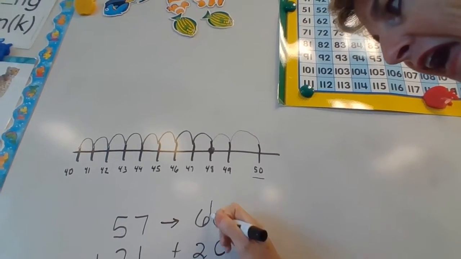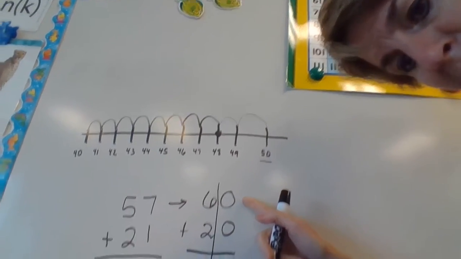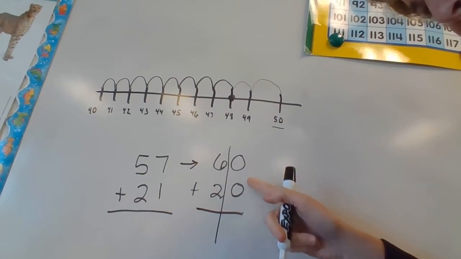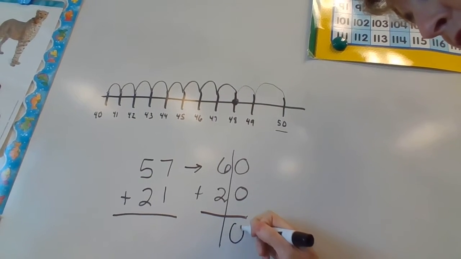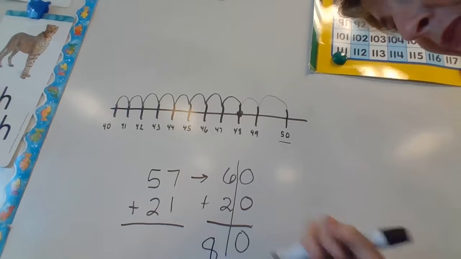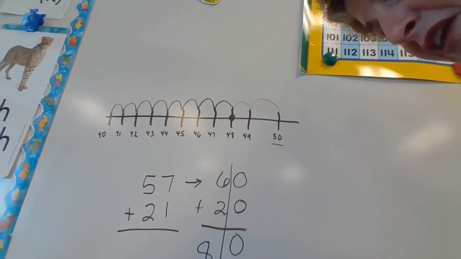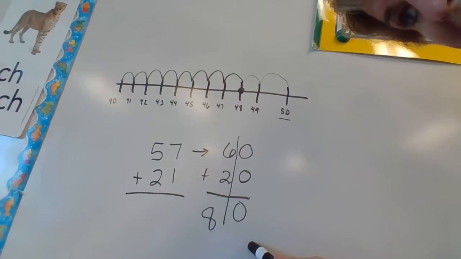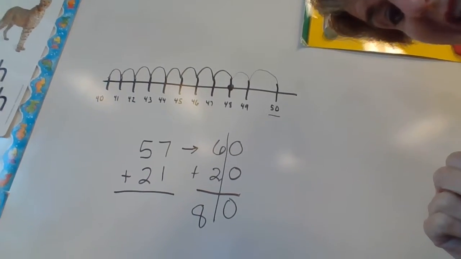Okay, and then I add together. I add my ones place first and I say 0 plus 0 is 0 and 2 plus 6 is 8. So I'm going to estimate that this problem, the answer is closer to 80. Okay, that's how I do this.